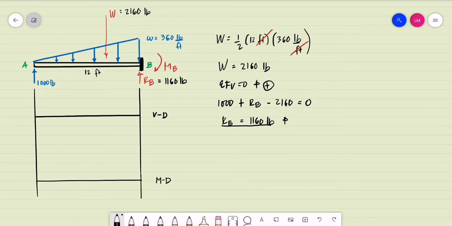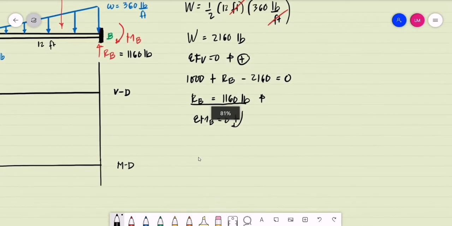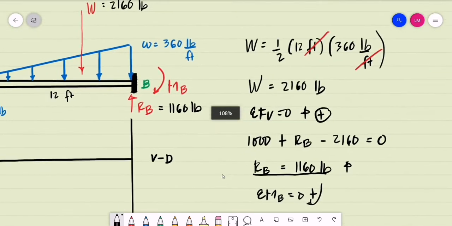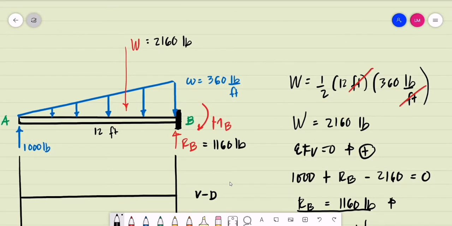Then for the moment at B, we do the summation of moments at point B equal to 0, assuming clockwise moments to be positive. Since we have a varying load, this single equivalent force is assumed to be acting on the centroid of this triangular area. From point B, it is assumed to be acting at a distance of 1/3 of the span, 1/3 of 12. From point A, it is 2/3 of 12.